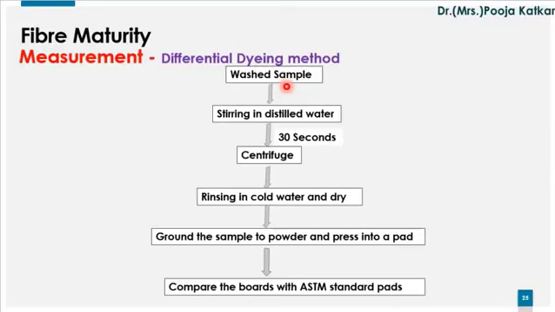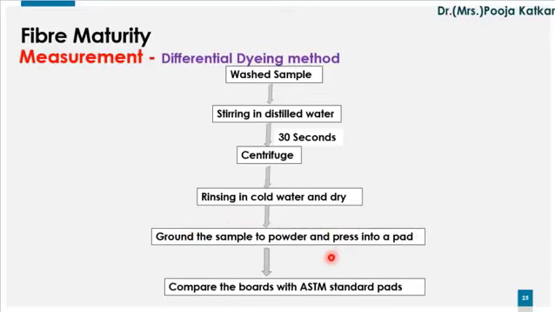After draining off, the sample is immersed and continuously stirred for 30 seconds in a beaker of boiling distilled water, after which it is centrifuged. Then the sample is rinsed in cold water. Then after, it is dried and ground to a powder. This ground powder is then pressed to form a pad.